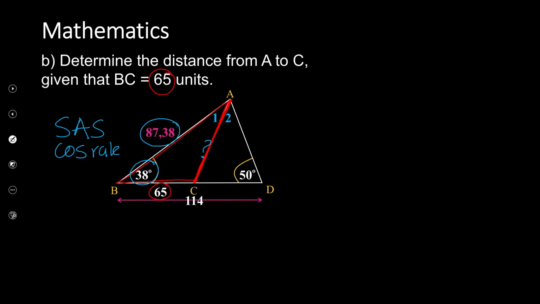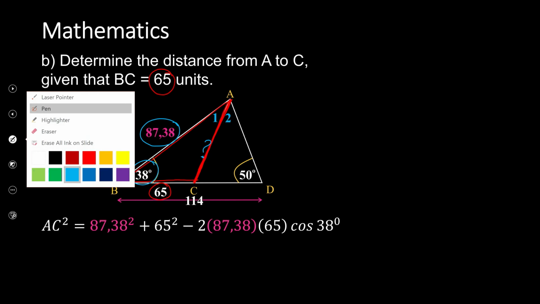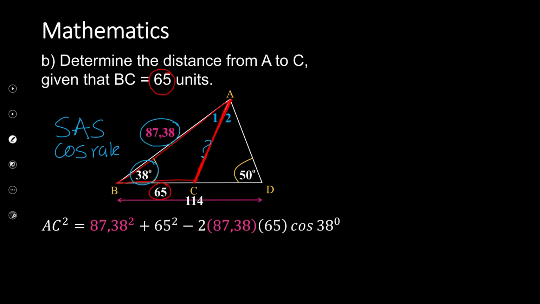Okay, and how will we use the cos rule for this one here? Easy. We want to find AC squared. So AC squared is equal to, and we start off with that side squared, which is 87,38 squared, plus 65 squared, which is our other side. Then minus 2 times 87,38 times 65 times the cos of the angle in between. And the angle in between, remember, was 38, so we put cos of 38.